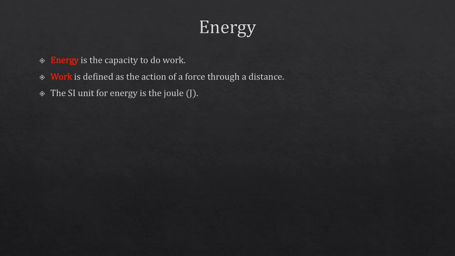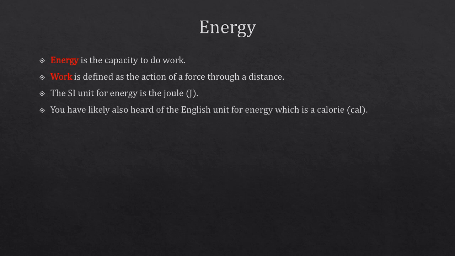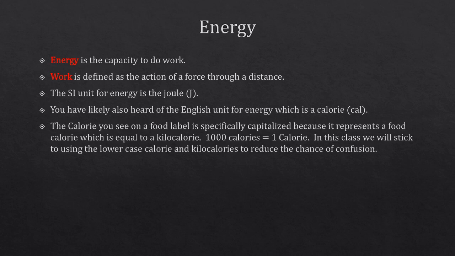So the SI unit for energy is going to be the joule. And you've also likely heard of an English unit for energy called the calorie. Note that the calorie with a capital C you see on your food label is specifically capitalized because it represents a food calorie, which is equivalent to a kilocalorie. So kcal, since you put a K in front of it, that means that 1,000 of our little calories is equal to 1 capital C calorie.